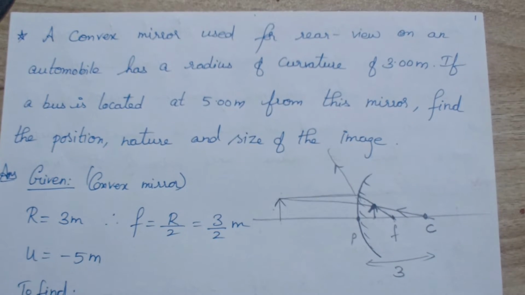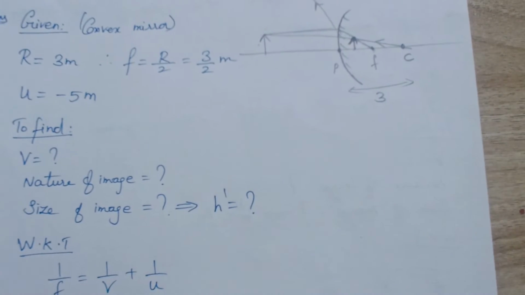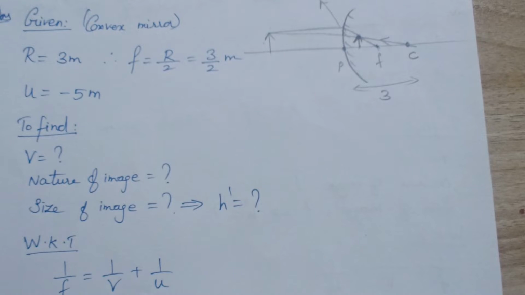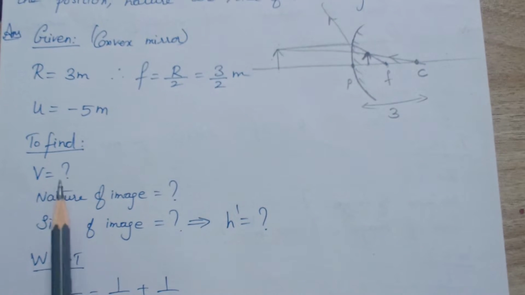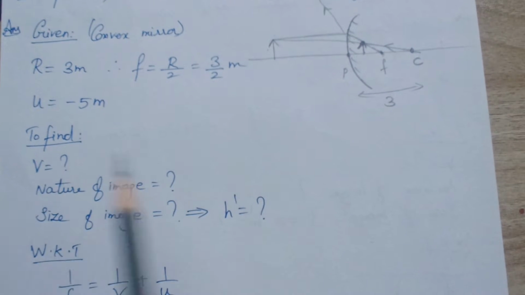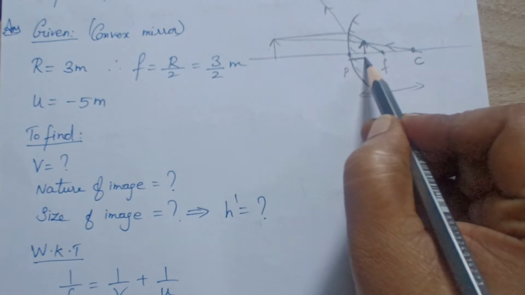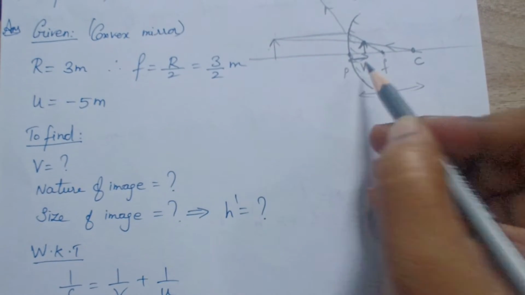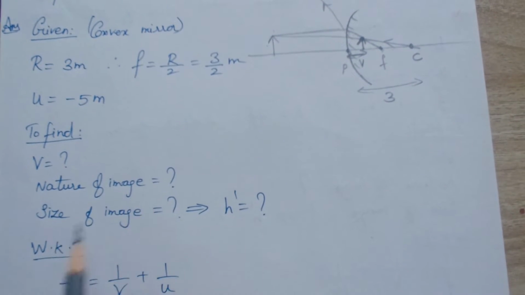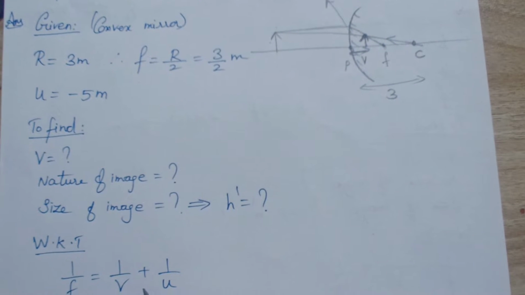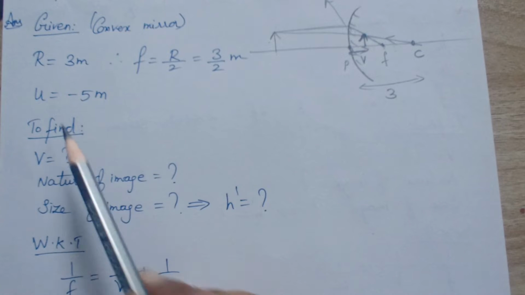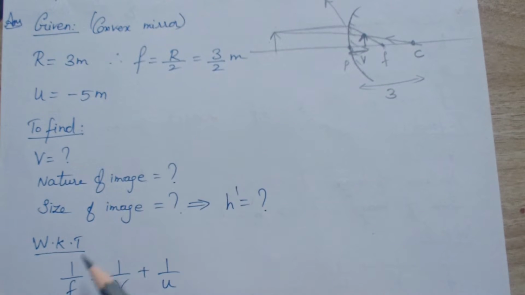Okay, so now, using the mirror formula, we'll get the exact value. We need to find the value of v, the image distance from the pole. We also need to find the nature of the image and the size of the image, nothing but the height of the image.